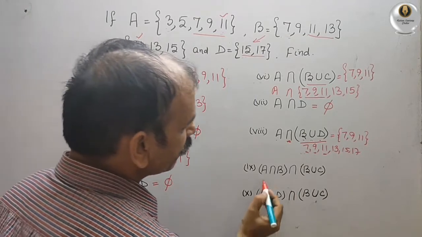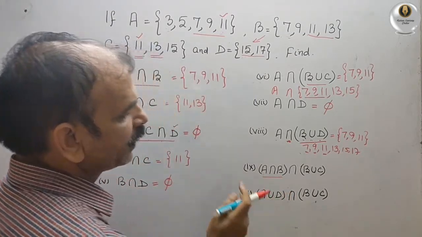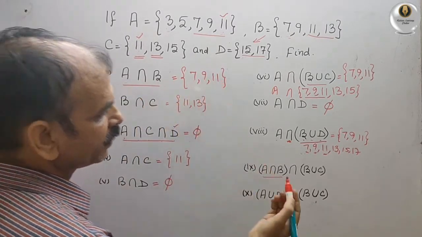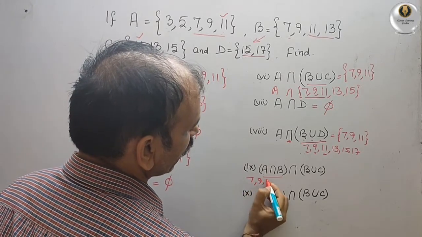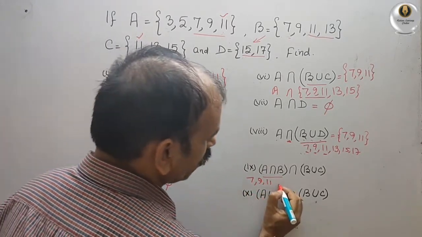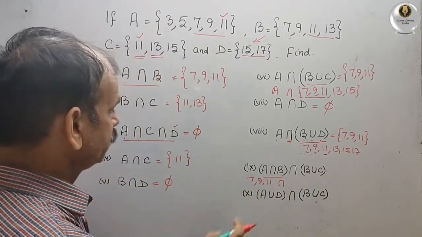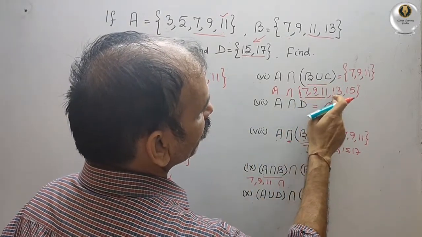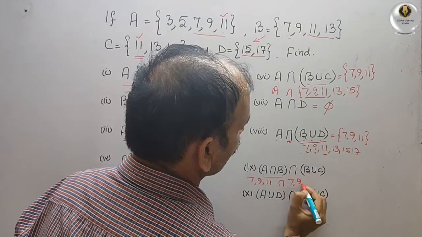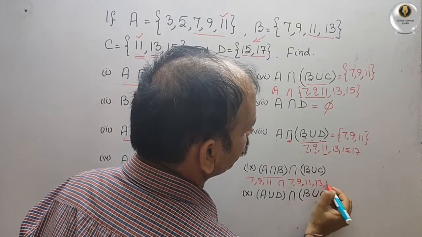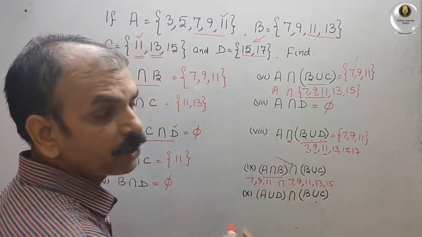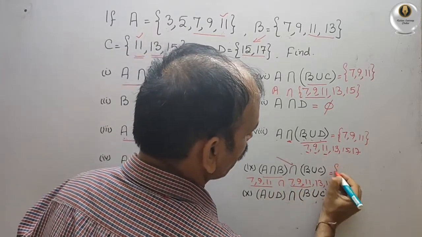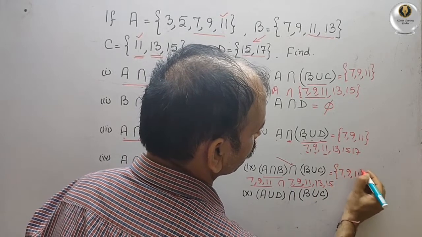Next, here they have given A intersect B. So what is your A intersect B? You can see A intersect B is 7, 9, 11. Simply we will write {7, 9, 11}. Now intersect of B union C. So here anywhere B union C is there? Yeah, here it is. 7, 9, 11, 13 and 15. You can see the intersection, that means common. The common is 7, 9, 11. So here also your answer is {7, 9, 11}.